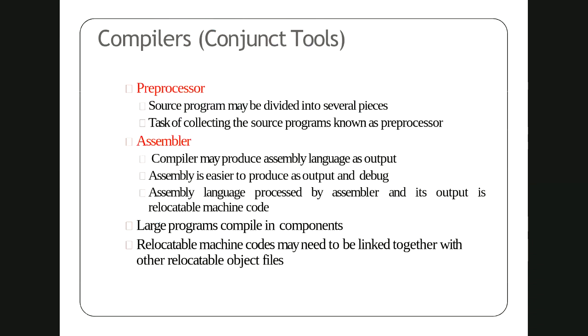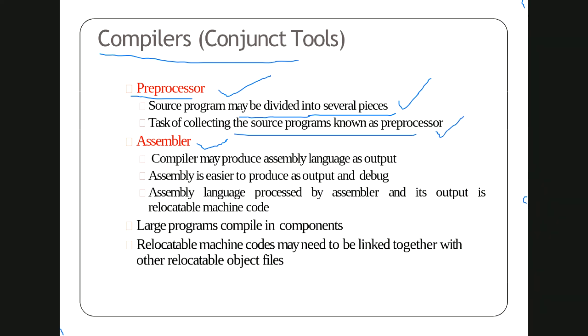Compiler conjunction tools. First is the preprocessor, second is the assembler. What is a preprocessor? A source program may be divided into several pieces. The division of the source program into many pieces and the task of collecting the source program is known as the preprocessor. Preprocessor is before the processing.